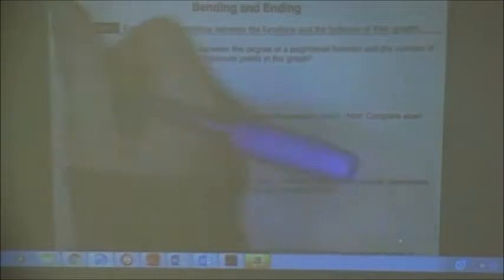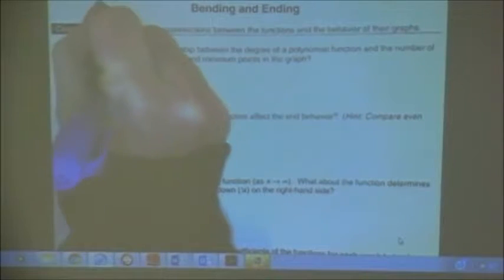Specifically, it asks at the top of page 3, what is the general relationship between the degree and the number of bends? Look back at them and see. So there's going to be one less bend than degree. Very good. There's one less bend than the degree.